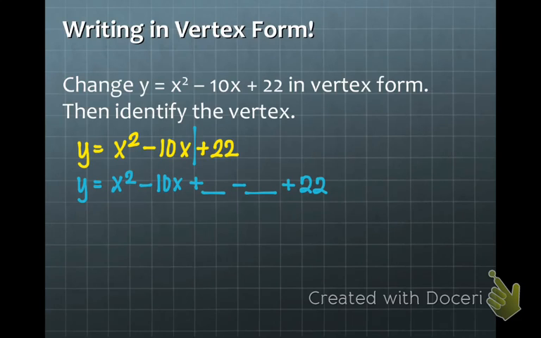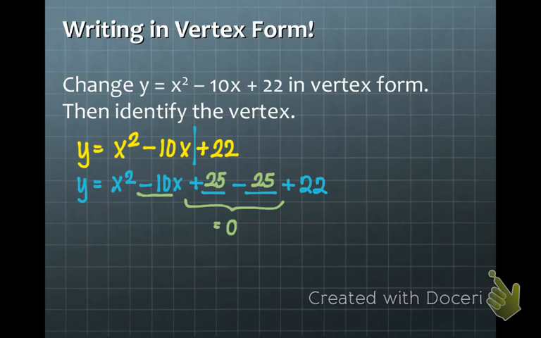So let's think about what we would do. We would need half of 10. Half of 10 is 5. 5 squared is 25. So I'm going to do plus 25 minus 25. Now, think about this for just a second. If I have a positive 25 and a negative 25, what does that really equal? It's 0. And remember, we're allowed to add 0 to whatever we want, whenever we want, because it doesn't change anything.